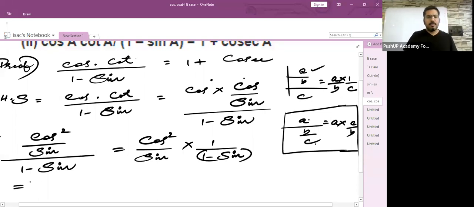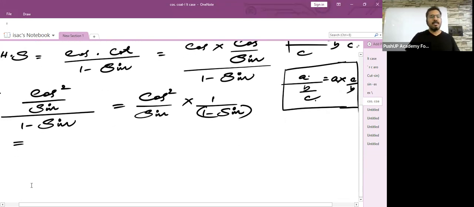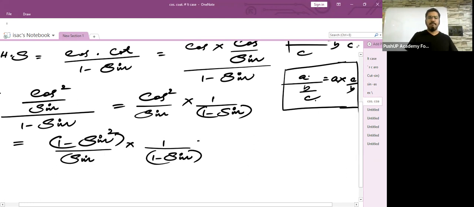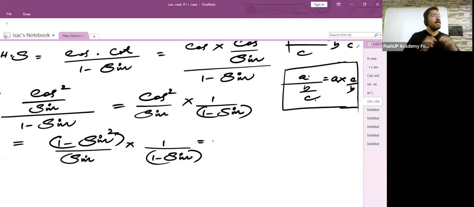So you're getting cos square upon sine into 1 upon 1 minus sine. How to go about it? Cos square can be written as 1 minus sine square, divided by sine into 1 upon 1 minus sine. Now, why did we do this? So that we could eliminate some factors from the numerator and denominator. 1 minus sine square, factorize it.